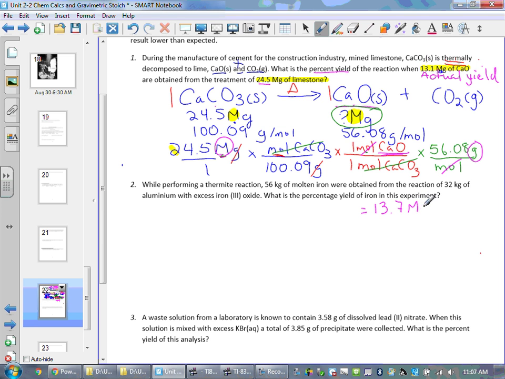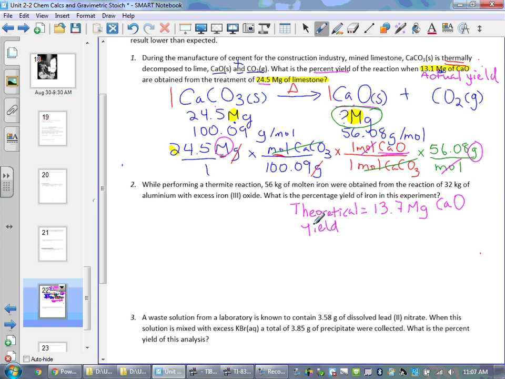Is the theoretical yield the one we're doing? Yes, megagrams of calcium oxide. So this is our theoretical yield. Did you not... Nope. So there's our theoretical yield. Our goal after that, they want us to figure out the percent yield.